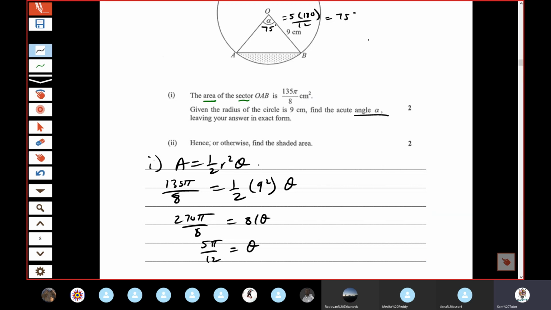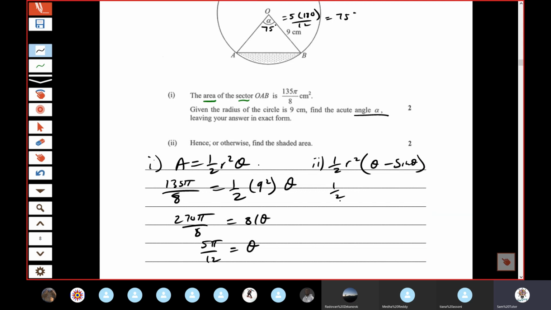Hence or otherwise find the shaded area. Anyone want to take a guess at the formula again? Half r squared, open bracket, theta minus... Yeah, right. The sector minus the triangle. And there's your half ab sine C. So it's very easy. Here we go. This is the important bit.